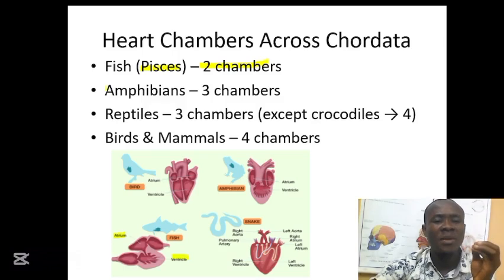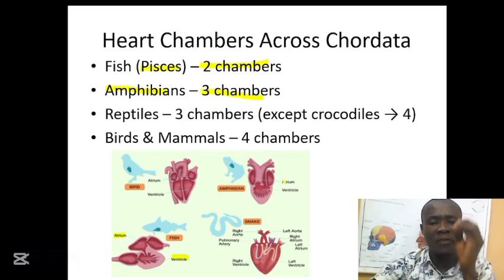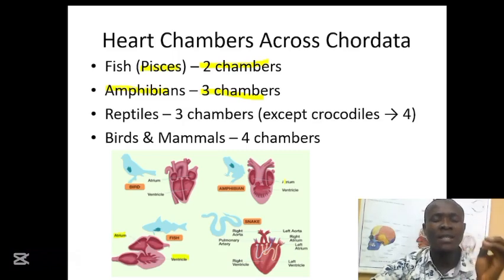And the amphibians, they have a three-chambered heart. For them, they have the left and the right atrium, and they have one ventricle. So they have the left and the right atrium, and they have a ventricle. And we have the reptiles.